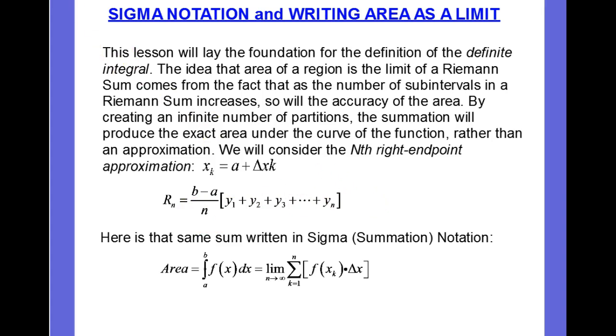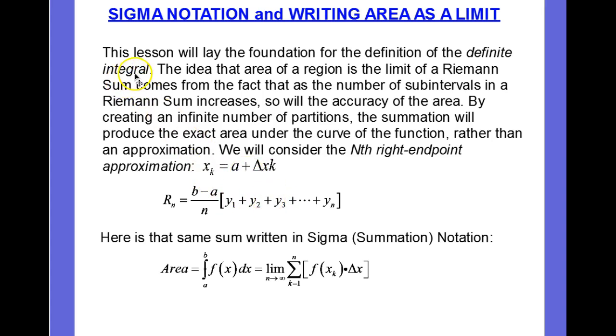Now what about the exact area? Well, to do that, we're going to have to find these y values by using the function. And so y1 is actually going to be f of x1, where x1 is the x value corresponding to my first rectangle or my first subinterval. And so xk, x sub k, is the expression that we use to represent the x value that corresponds to the given y value.